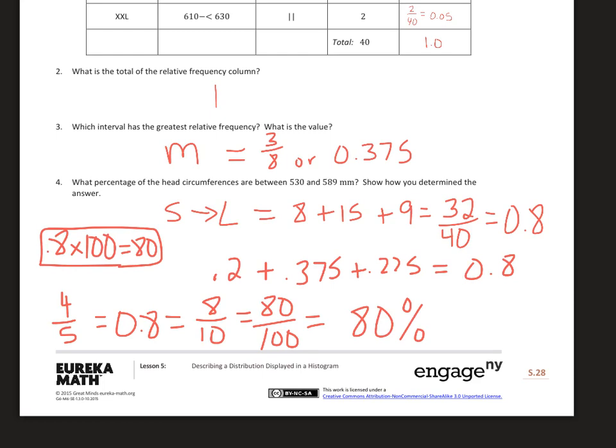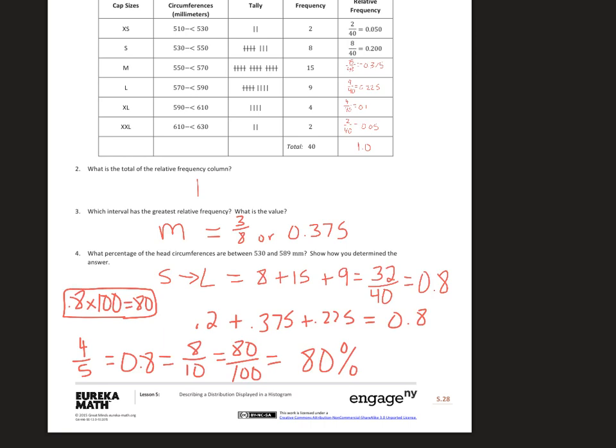So you can see I wrote that in here, and then the interval with the greatest relative frequency was our medium interval, which was the size actually. I guess if I'm going to write the interval, I should write the 550 to less than 570 interval. This is the actual interval. And it was 3/8 or 375 thousandths.